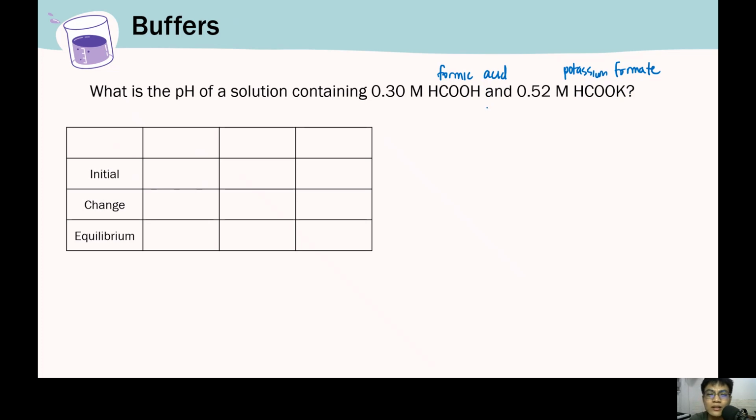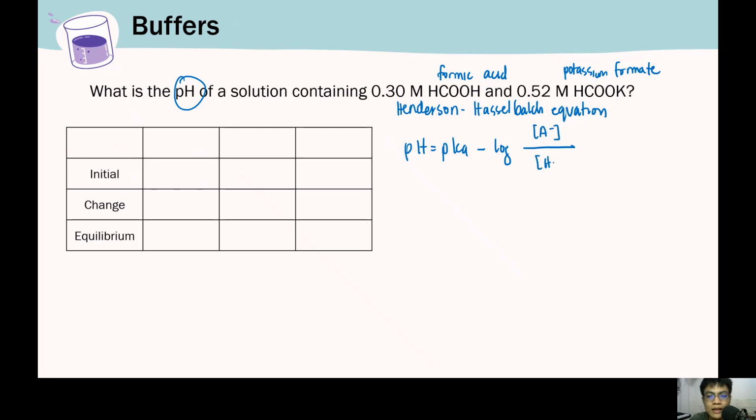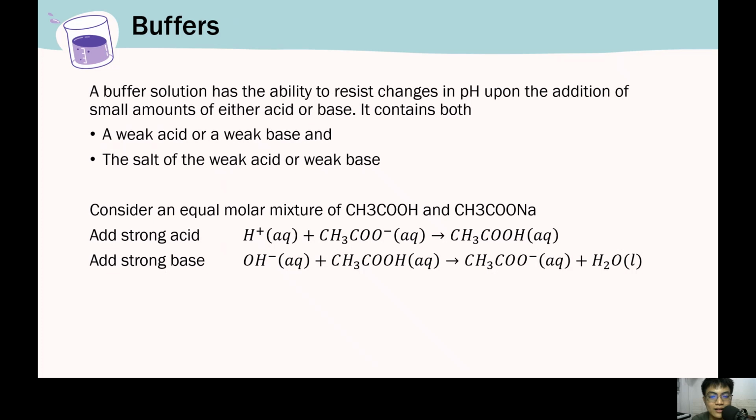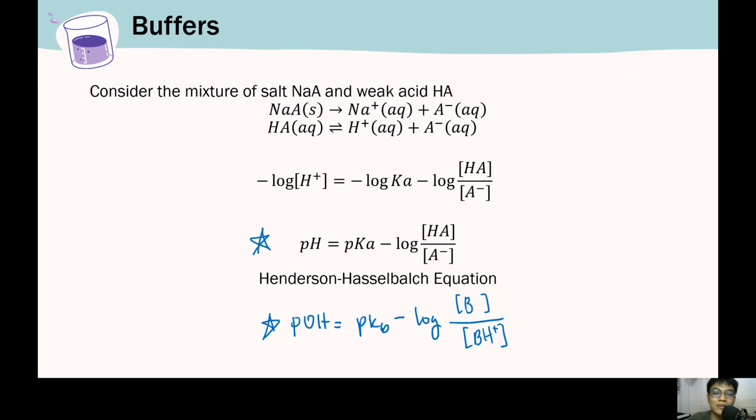And again, how do we determine the pH of a buffer system? We use the Henderson-Hasselbalch equation. So, since we are looking for pH, we use pH equals pKa minus logarithm of the concentration of your conjugate base divided by the acid. Let me verify if my copy is correct. Sorry, it's actually the other way around. So, HA over A minus.